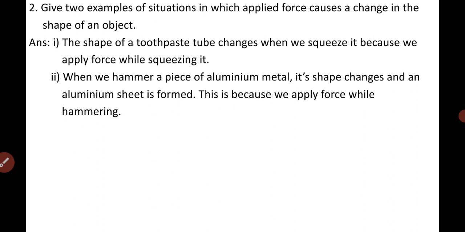Clear? Next example, when we hammer a piece of aluminium metal, its shape changes and an aluminium sheet is formed. Again, while hammering, you have to apply force, which causes a change in the shape of the aluminium metal. Then it will be converted into an aluminium sheet. So these are the two examples in which the applied force causes a change in the shape of an object. So this is the answer of question number 2. Next, we'll move to question number 3.